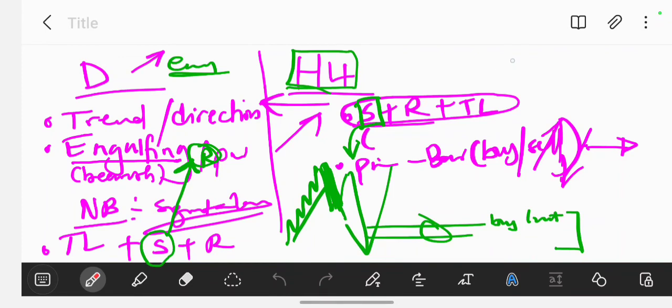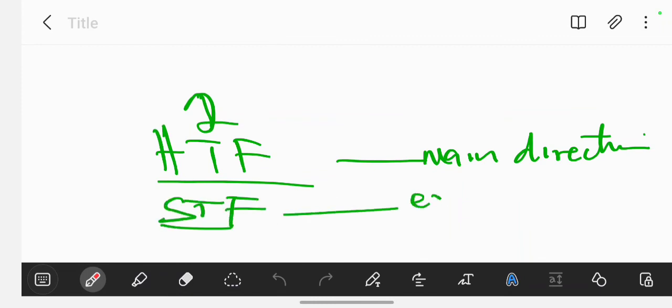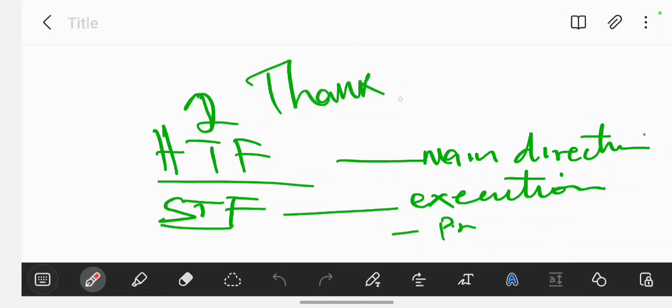So, to keep the thing short: if we decide to use two time frames, the high time frame is for main direction, and the small time frame in your sequence is for execution. So that's where you're going to take the trades. And execution can also include that pin bar method that I showed you, where you're trading it with a buy stop or sell stop. Thank you. I hope I've clarified the concept, the time frame combinations, and how to use them.